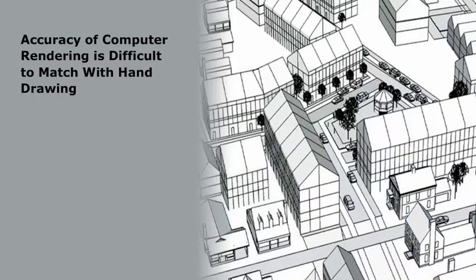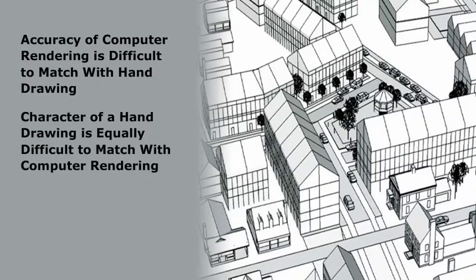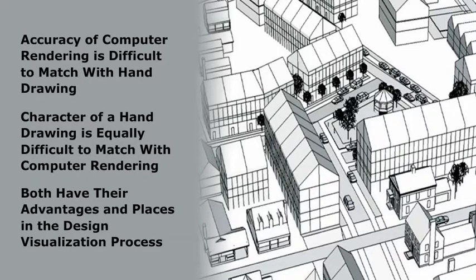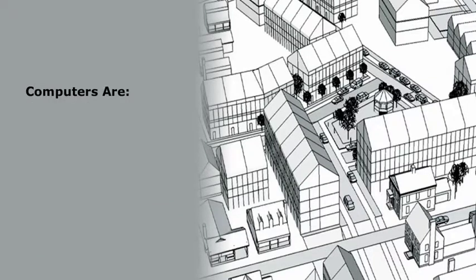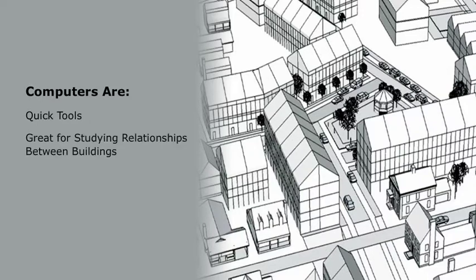The accuracy of computer rendering is difficult to match with a hand drawing. The character of a hand drawing is equally difficult to match with a computer rendering. Both have their advantages and place in the design visualization process. Computers are quick tools for massing space and buildings. They are great for studying relationships between buildings and understanding complicated geometric shapes.